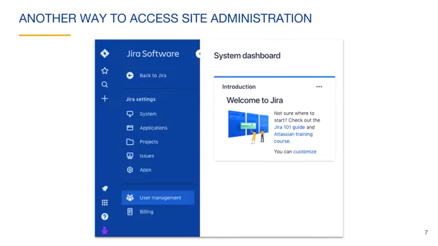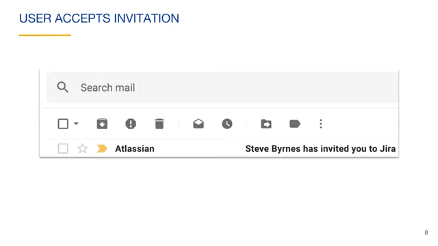Another way to access site administration is from Jira Settings. If you click on User Management, you will be taken to Site Administration because Jira leverages the user management of the site. When a user is invited to the site, they are emailed an invitation. If they accept the invitation, they become a member of the site.